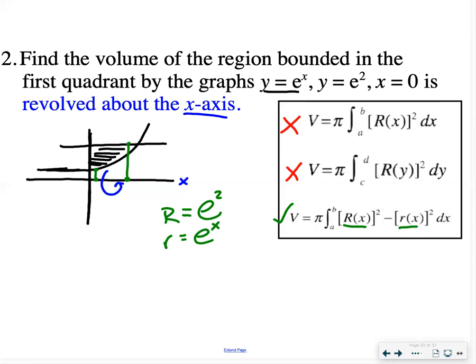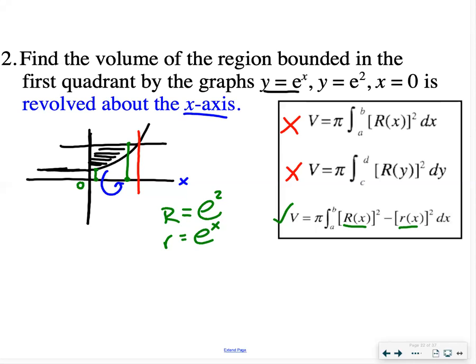And from there, what are we missing? What do I still need? I can't just plug it in. The boundaries, right? So I know my one boundary is 0 because it says x equals 0. How do I find this value, that boundary right there? What do you think?